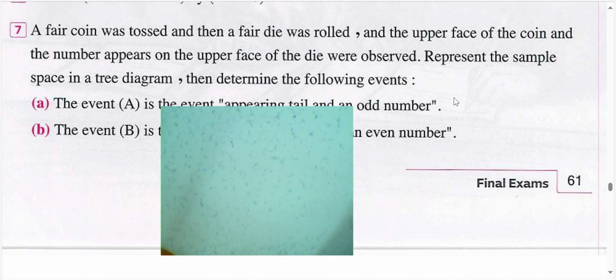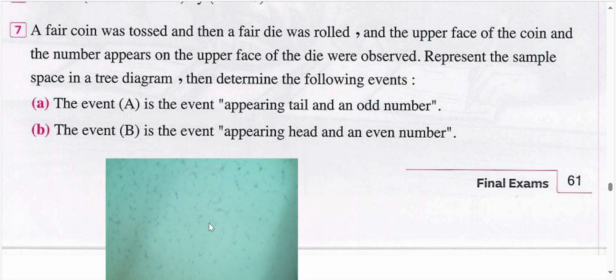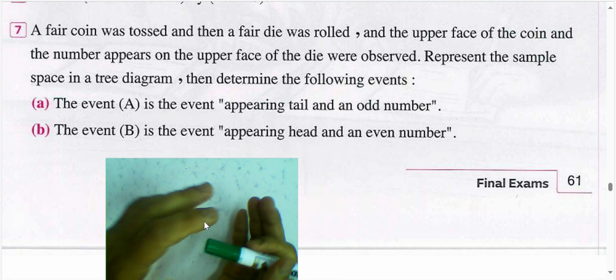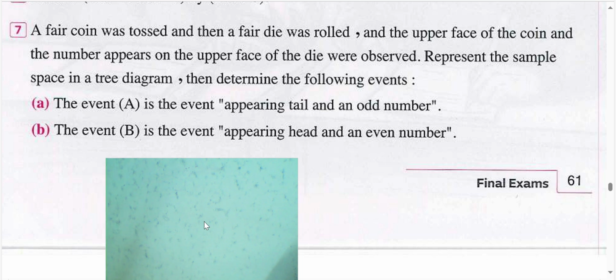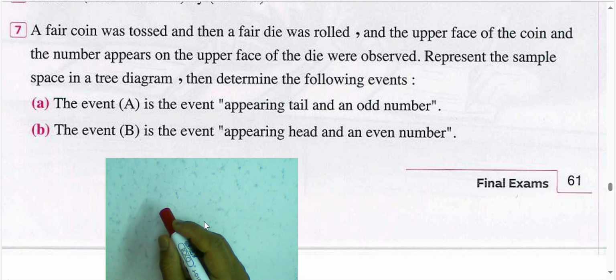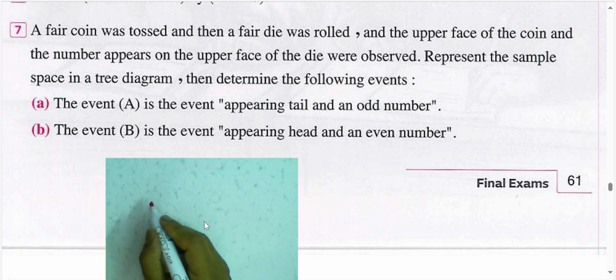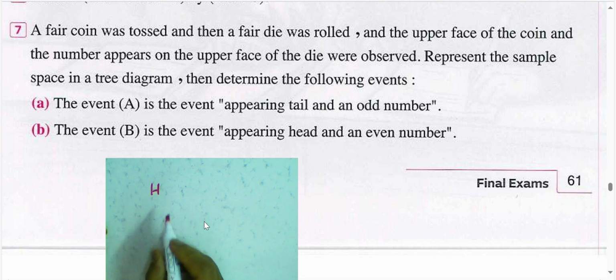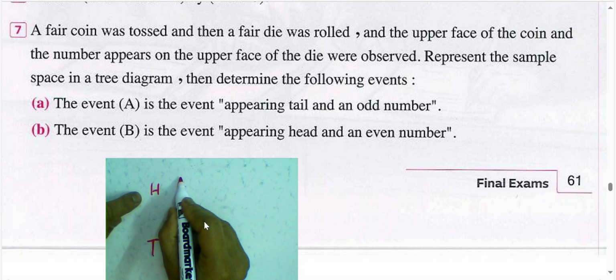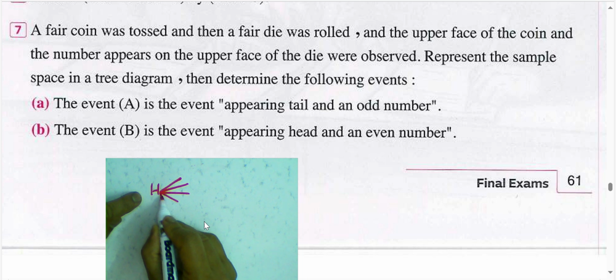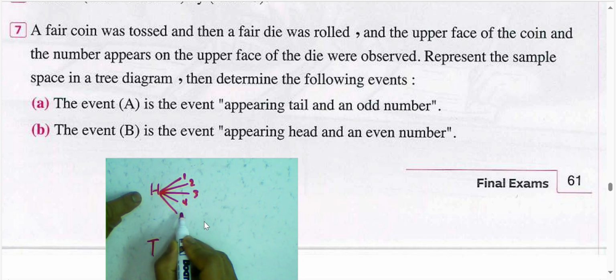Next question, number 7. A fair coin was chosen and then a fair die was rolled. Then the upper face of the coin and the number on the upper face of the die are observed. We have the coin first, we have head or tail, and second we have the die, 1, 2, 3, 4, 5 or 6, and also tail, 1, 2, 3, 4, 5 and 6.